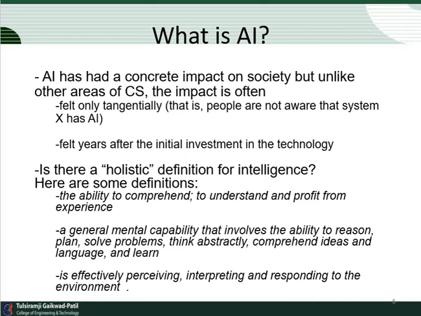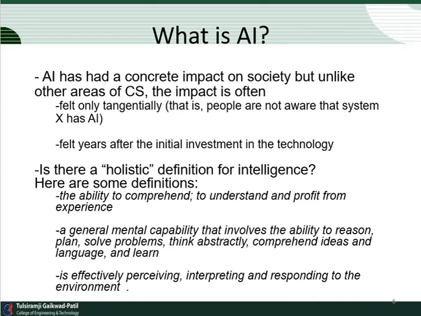So, is there any holistic definition for intelligence? Yes, there are some definitions. The ability to comprehend, to understand, and to profit from experience. First of all, the ability to understand, to make a good comprehension, and to profit from experience, which means whenever a human being makes a mistake, he learns from it. In the same way, we want the computer system, whenever it makes a wrong decision or performs a task wrongly, to have the ability not to repeat that particular error in the future. So that is what intelligence is.